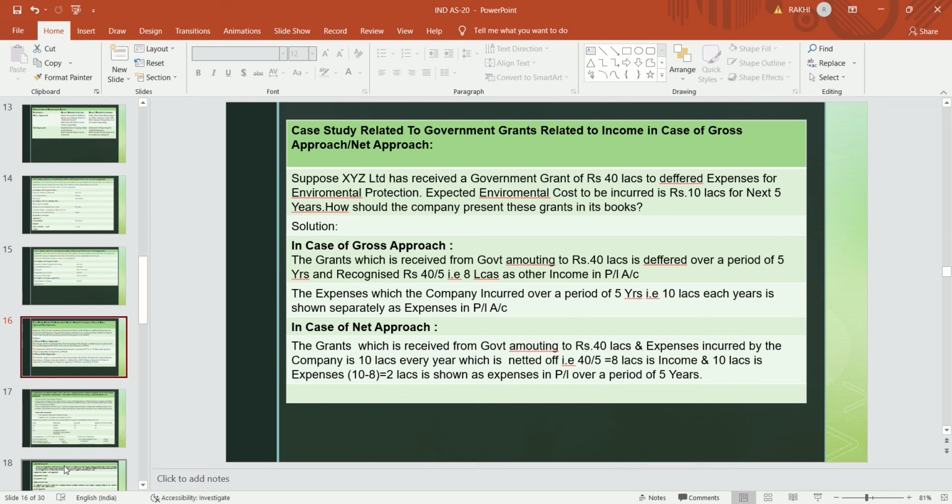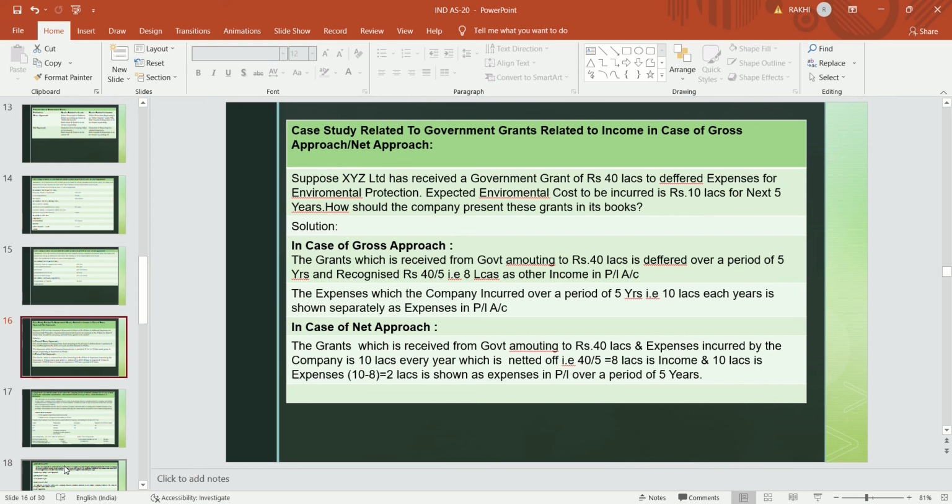In the gross approach, the expense and the income are shown separately, and in the net approach, the income is reduced from the expense, and the balance, whether income or expense, is shown in the P&L. So the example is: suppose XYZ Limited has received a government grant of rupees 40 lakhs as deferred income for environmental protection. The expected environmental cost to be incurred is rupees 10 lakhs for the next 5 years. How should the company present this grant in its books?